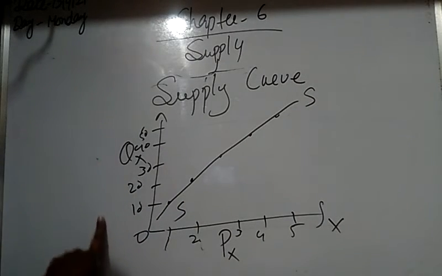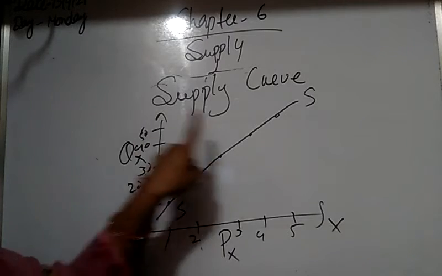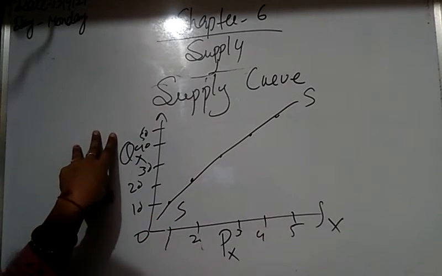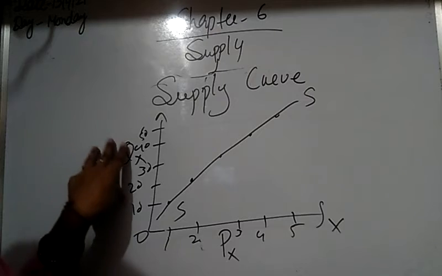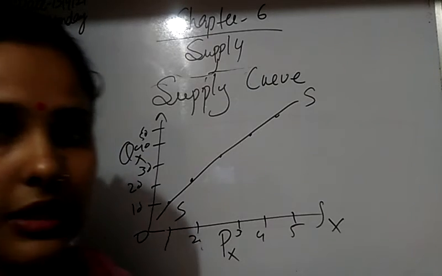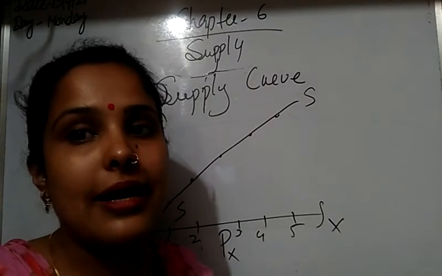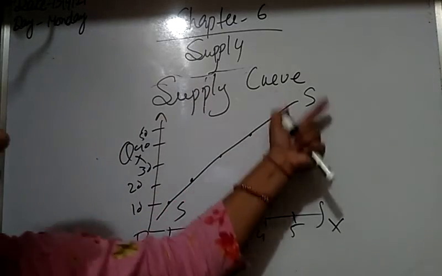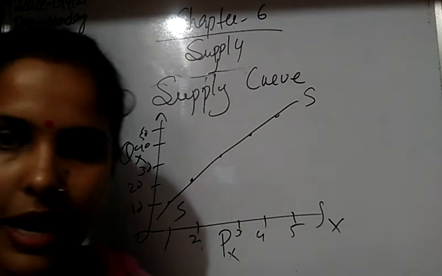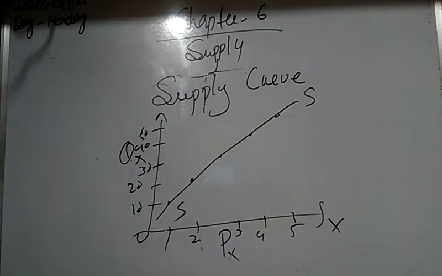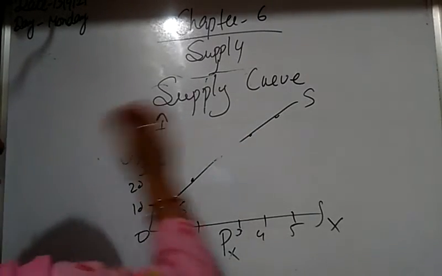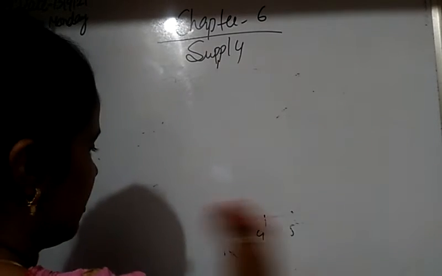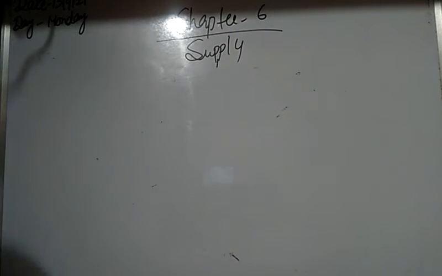Now I am using a table to present the supply in a graphic form, and we call that a supply curve. When we use the supply schedule to present the supply diagrammatically, we call that a supply curve. So SS is the supply curve. Clear students? So this is just individual supply.